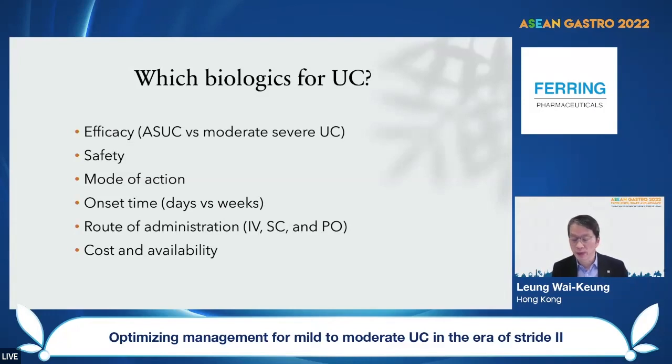And also the route of administration. Particularly during COVID, many hospitals are closed, so IV medications may not be preferred by many. So subcutaneous and oral medication has a very important role during the COVID-19 pandemic. And also cost and availability are a major issue in Asian countries because of the limited resources. So the availability of biosimilars, and even generic medication, sometimes may be very useful.